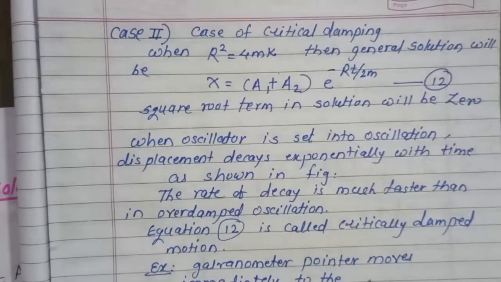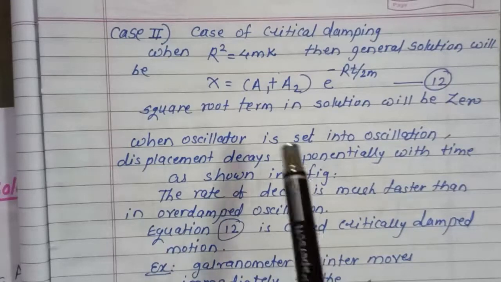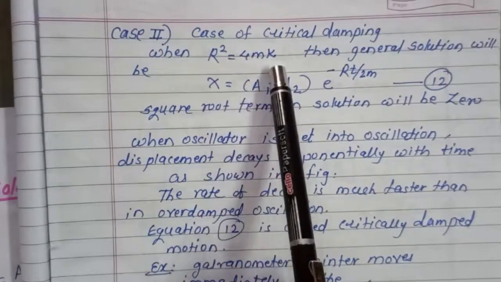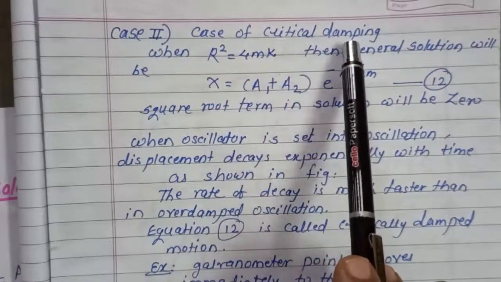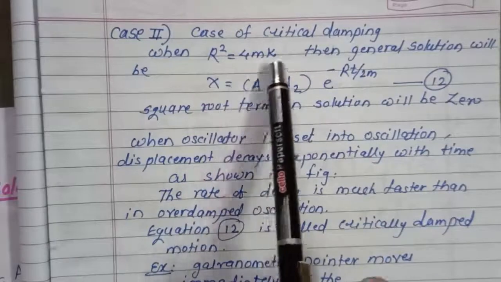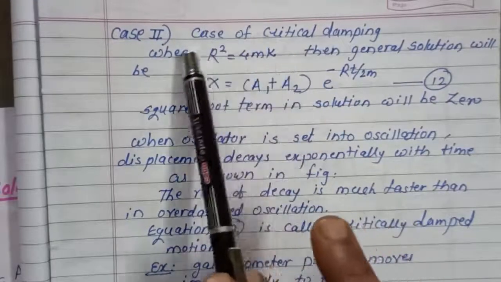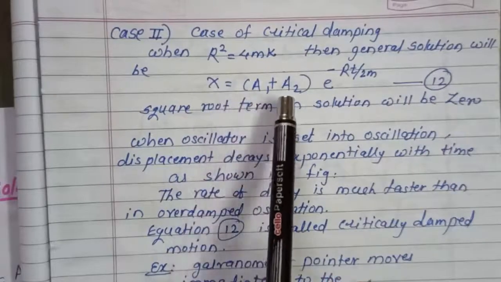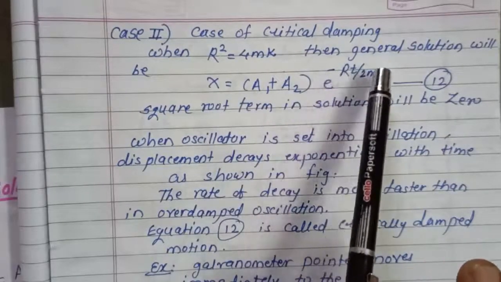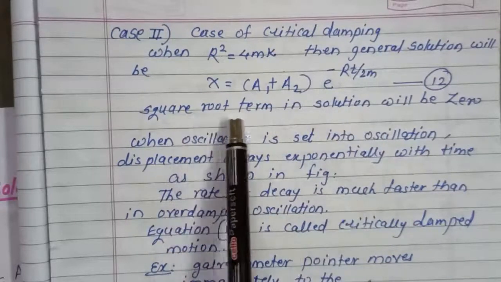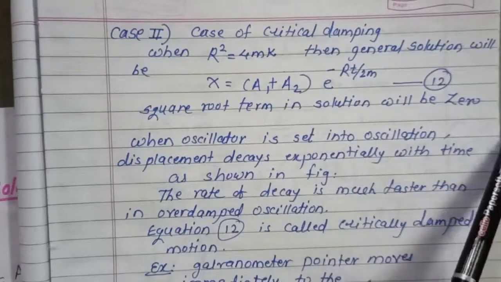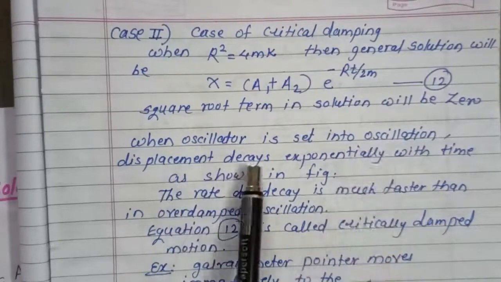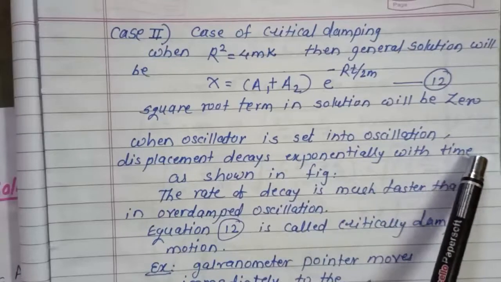Case second, the condition is r square is equal to 4mk. Such a type of oscillation is called critically damped oscillation. Now, when we put this condition in the general solution, we get x is equal to (a1 plus a2) e raised to minus rt upon 2m. The square root term in the solution will be 0. When the oscillator is set into oscillation, displacement decays exponentially with time.